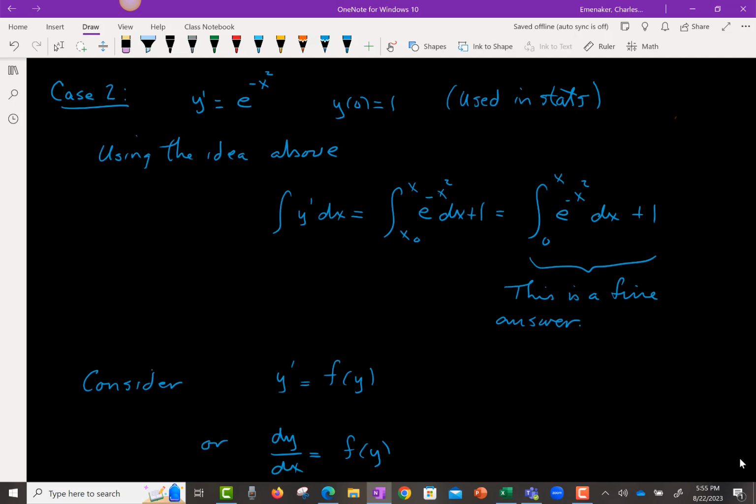Now, there are going to be situations that we encounter this semester where you cannot integrate or compute the antiderivative. This is one of those cases. In a situation like this, you just leave it alone.